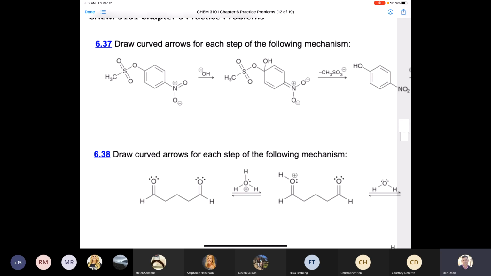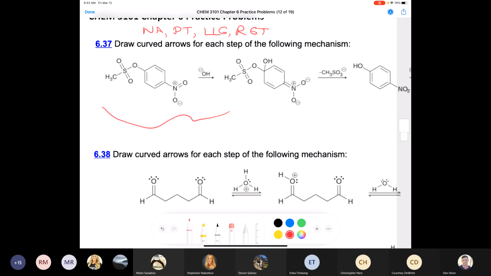Could anybody tell me what's happening in the first step? Would this be a nucleophilic attack? So we have nucleophilic attack, proton transfer, loss of leaving group, and rearrangement. First step, this step right here, going from here to here. What's going on here? Yeah, it's a nucleophilic attack.